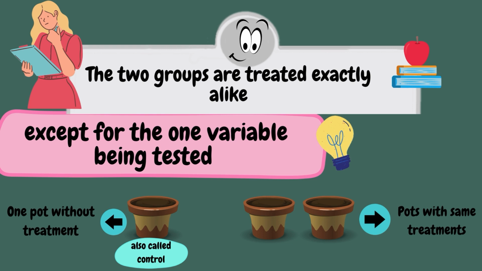In the diagram below, you can see three pots. Of these pots, one pot is the control. Here, control means the pot with no treatment, and the other two pots are the pots with the same treatments.